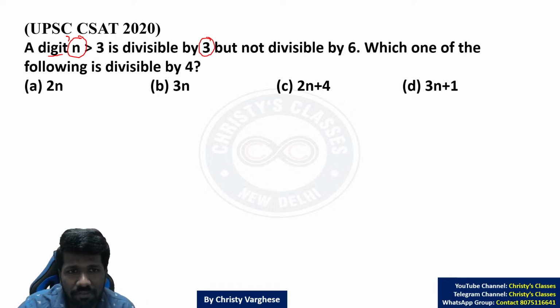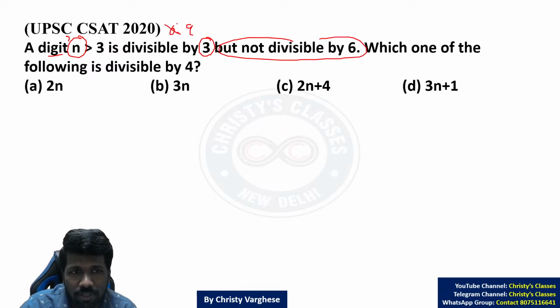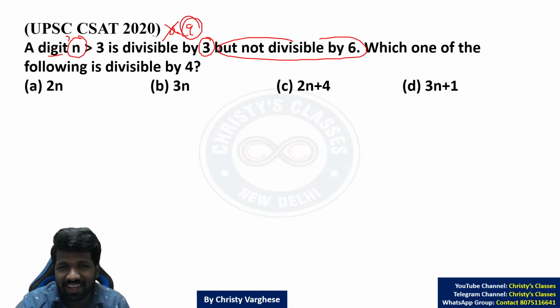Which are the digits divisible by 3? 6 and 9 only. But it is mentioned that n is not divisible by 6, so 6 cannot be taken. So the digit they are telling about is 9. Clearly it is 9, no confusion at all. Then, which one of the following is divisible by 4?